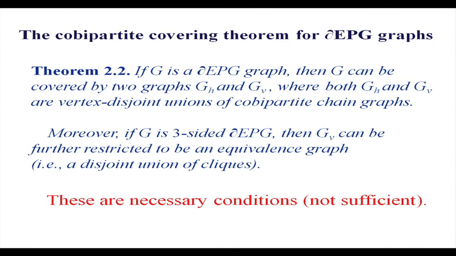The cobipartite covering theorem is this one. If G is boundary EPG, then G can be covered by two graphs, GH for horizontal, GV for vertical, where both of these graphs are vertex disjoint unions of bipartite chain graphs. This is only in one direction. Moreover, if G is three-sided, then the graph GV can be further restricted to be an equivalence graph, that is the disjoint union of cliques. These are necessary conditions, but they're not sufficient.